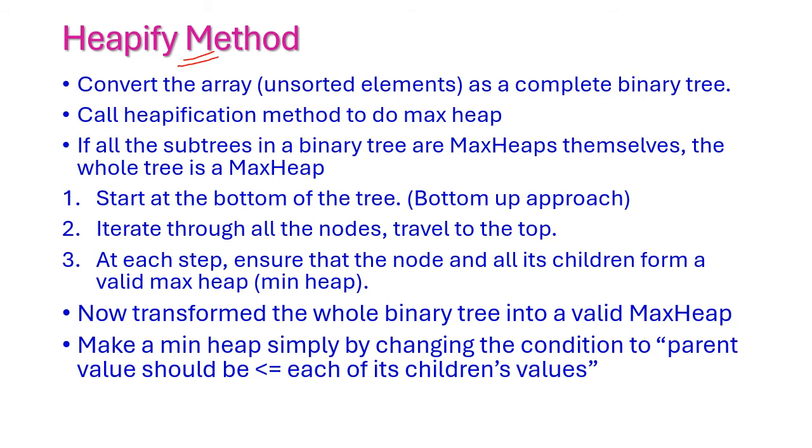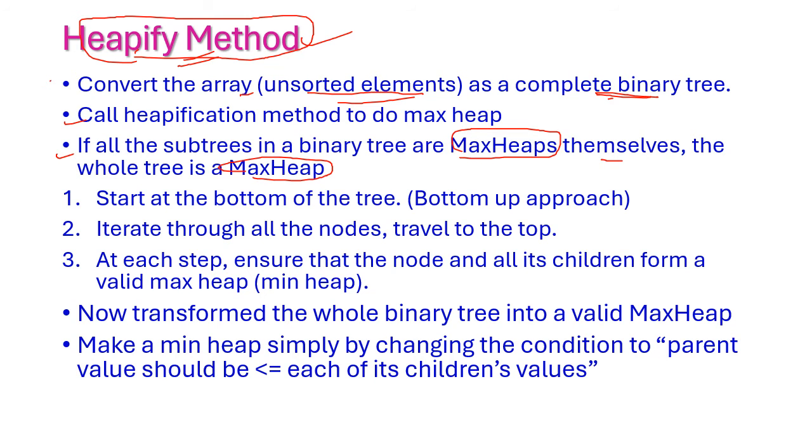And next, let us see the heapify method. So the first step of heap sort is converting the array, that is the unsorted data elements, into a complete binary tree. This is the first step. And after constructing the complete binary tree, we have to call this heapify method. Okay. And all subtrees of the binary tree are max heaps themselves. Okay. And the whole tree is a max heap. That means the root element should be the maximum value when compared to all the other elements. And each node should have the maximum value when compared to its child node values.